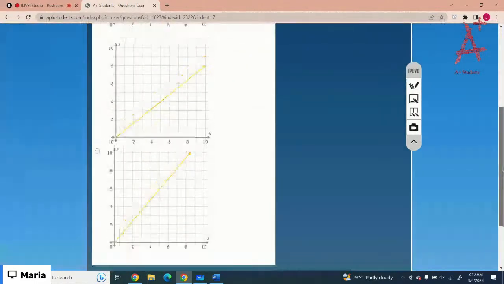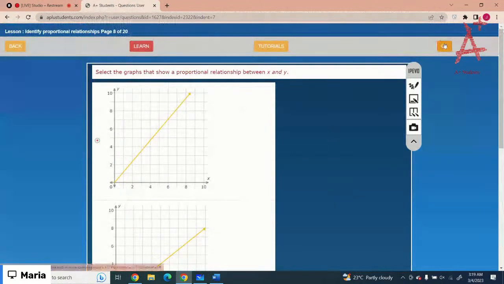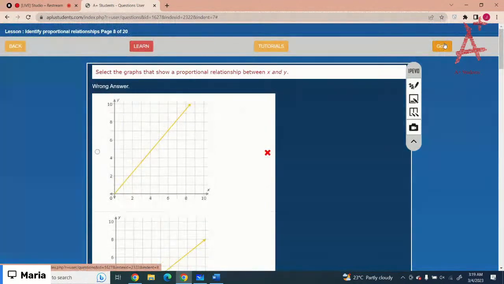All the graphs are the same. I don't know what's wrong with these questions. All the graphs are almost the same.